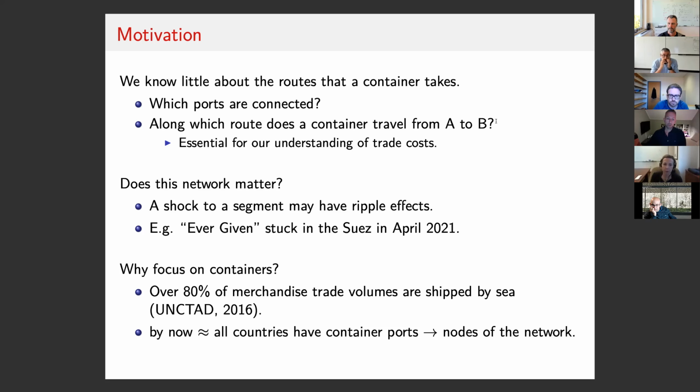Containers are important. Roughly 80% of merchandise trade is shipped by sea in terms of volume. Of course, in value, it's a lot less than that. Most countries that have some kind of port have a container port. So you can think of those ports as nodes in the container shipping network.